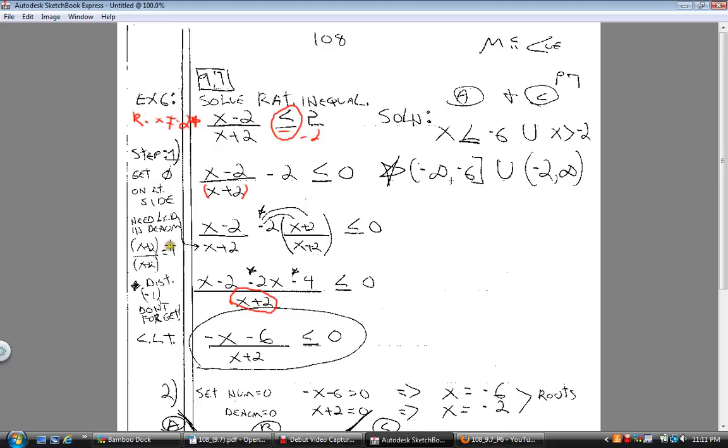With that said, we're working our way down. We did the distributive property. Let me come back up here. Taking -2 times x produces -2x, and -2 times +2 is -4. Watch your signs. Next, you're able to combine x minus 2x, which produces -x, and -2 minus 4 is -6. We've got those values all divided by the LCD, x plus 2. Now we are ready to work on step 2.